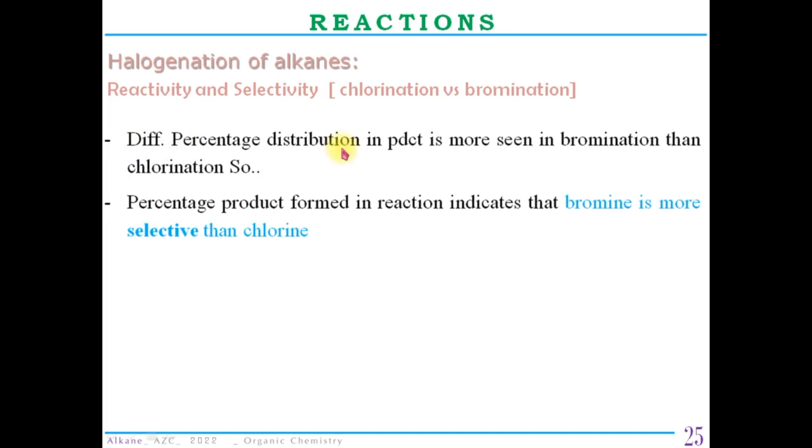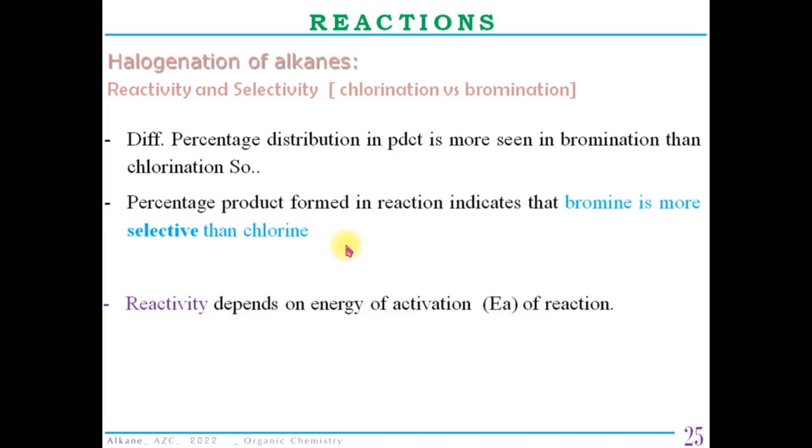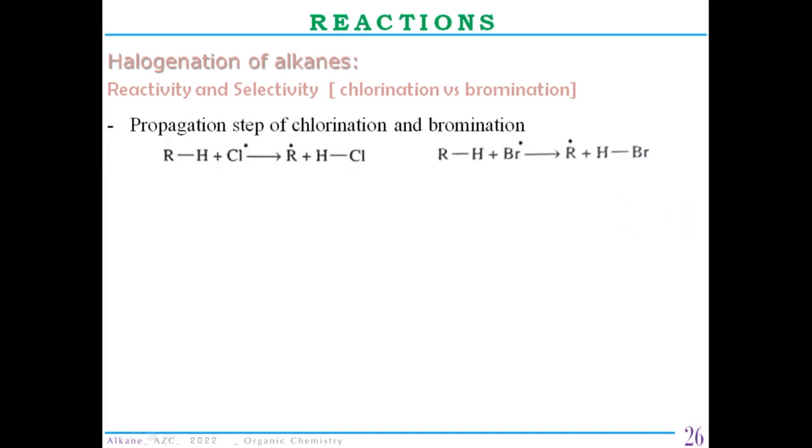The different percentage distribution in product is more seen in bromination than chlorination. So we can say that the percentage product formed in this reaction indicates bromine is more selective than chlorine. If we talk about reactivity, it depends on the energy of activation, or activation energy. Activation energy is best represented by a reaction coordinate diagram.